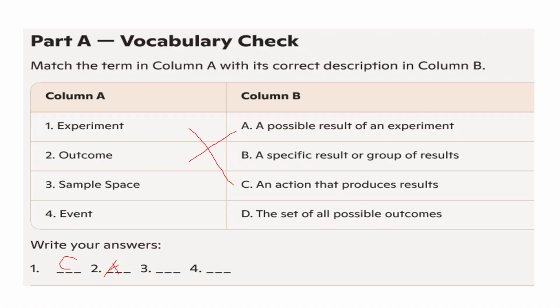Okay. Sample space is the set. Event is a special result or a group of results. Or no, wait. A sample space is a specific result, and the event is a set of possible results. Am I correct? All right. Okay. Next.